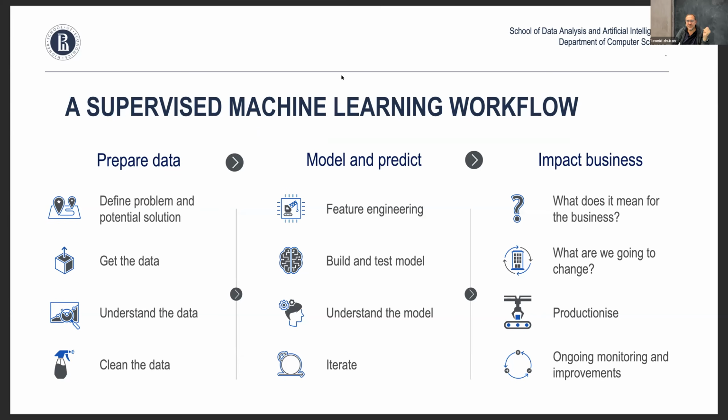So three steps. Prepare data, where we define the problem and choose the model, get the data, understand the data, clean the data. Then we build the model, and this is feature engineering. You will talk at the seminar about feature engineering. You build and you test the model. You try to understand the performance of the model in various conditions. If needed, you iterate, and later on you put it into production. You explain what this model does for the business, and you look at the changes that you need to make in the business to use this model.